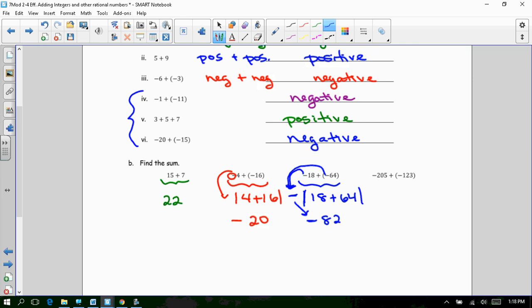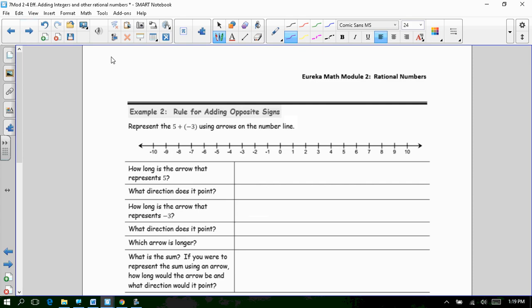All right, -205 plus -123. So negative, and then you just add the two numbers. And you should get -328, right? -328. All righty, let's go to page 28. Example tool. Rule for adding opposite signs. Underline, circle, highlight. Do something so that we catch that the signs are opposites.